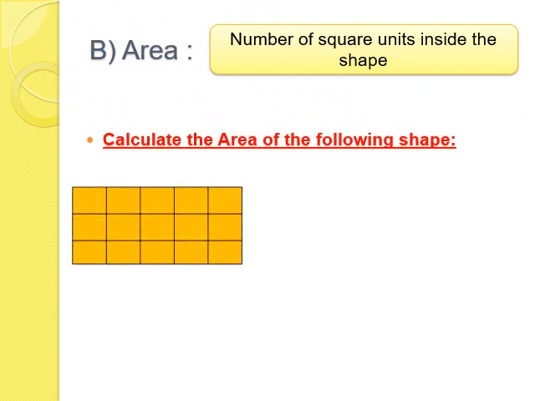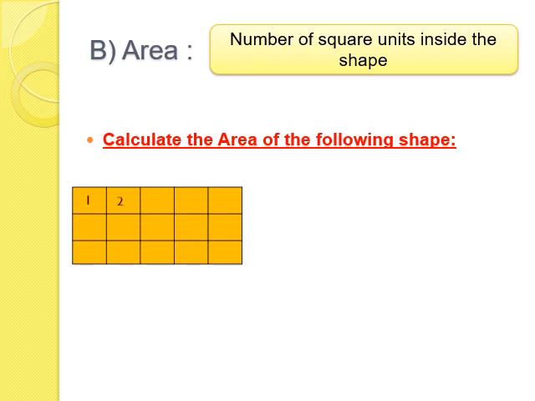Let's take an example. This is a rectangle. I divided it into square units. To get the area of this shape, excellent, I will count the square units inside the shape. Remember, area is the space inside the shape, because the perimeter was outside, the outline of the shape, but area is the space inside the shape.